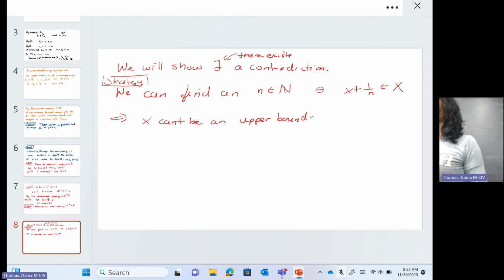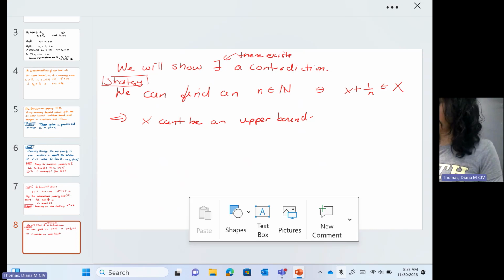The strategy is to actually add just a little bit more to this x and then show that it's not going to work. x can't be an upper bound because of this. Yeah, x is defined to be the supremum. So here's how you do it. It's actually high school algebra.